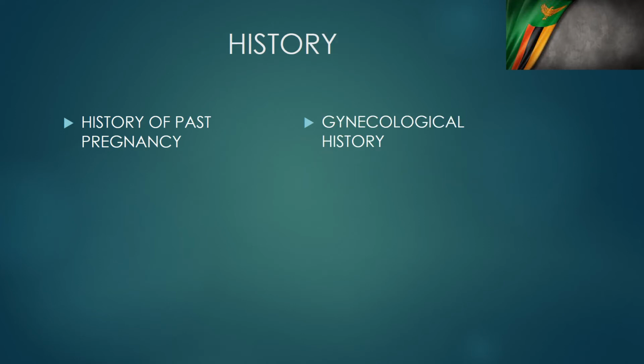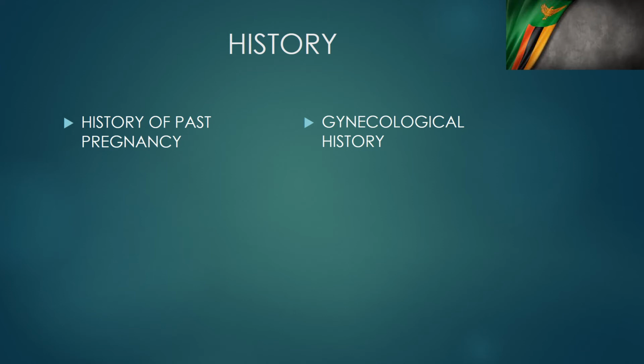Then we move on to the history of the previous pregnancies. So if this is the first pregnancy, it means that we skip this part. If the mother or the patient in front of us has had 3 pregnancies, then we go through all the pregnancies. So we go through the first pregnancy. When did they deliver? How did they deliver? Did they have a C-section? How did the pregnancy go? Is the child still alive?